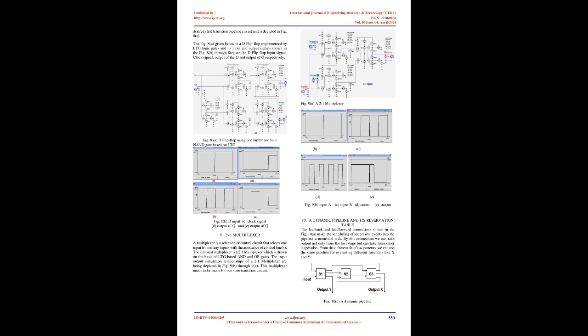10. A dynamic pipeline and its reservation table. The feedback and feed-forward connections shown in Fig. 10a make the scheduling of successive events into the pipeline a non-trivial task. By this connection we can take output not only from the last stage but from other stages also. From the different data flow patterns, we can use the same pipeline for evaluating different functions like x and y.